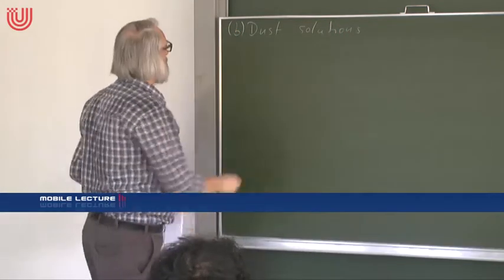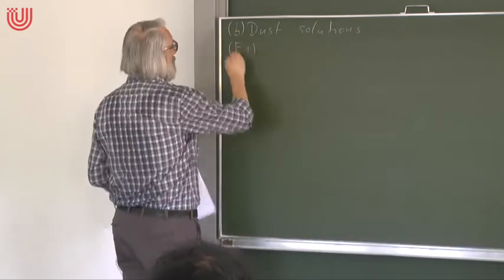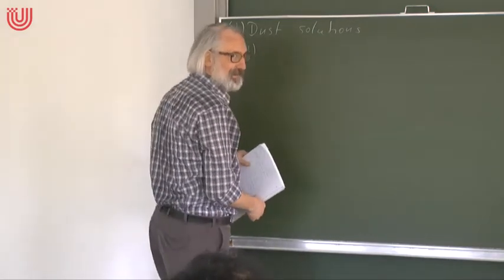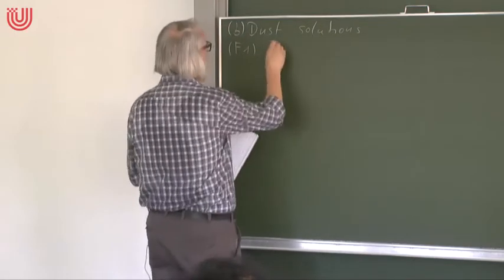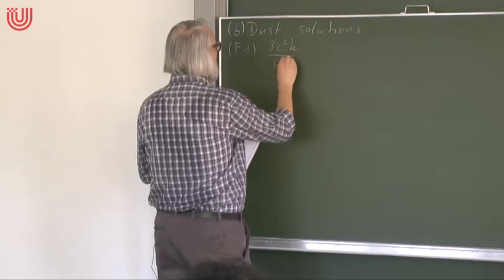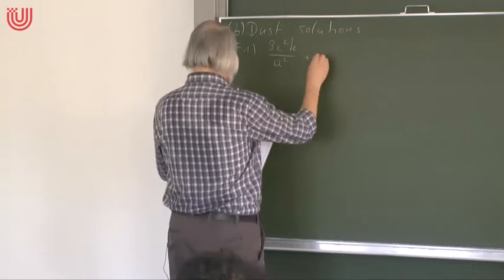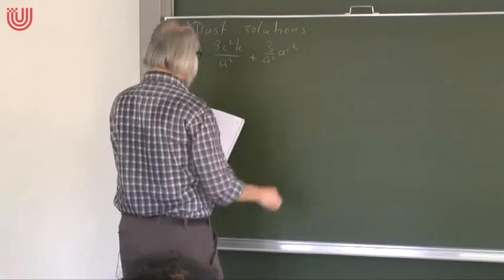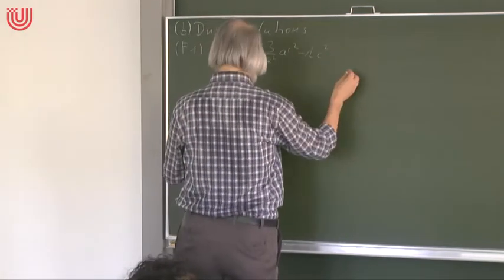So in this case, the equations we want to solve are this equation: 3 over a squared, a prime squared, minus lambda c squared.